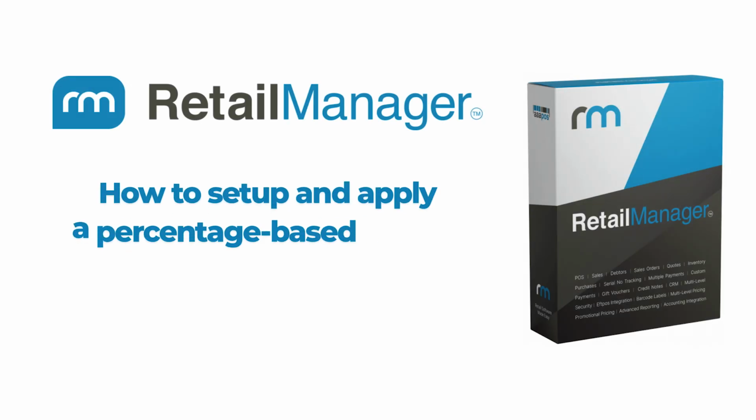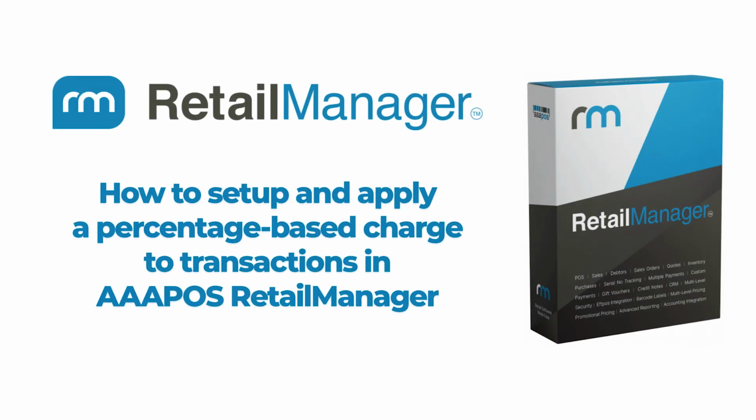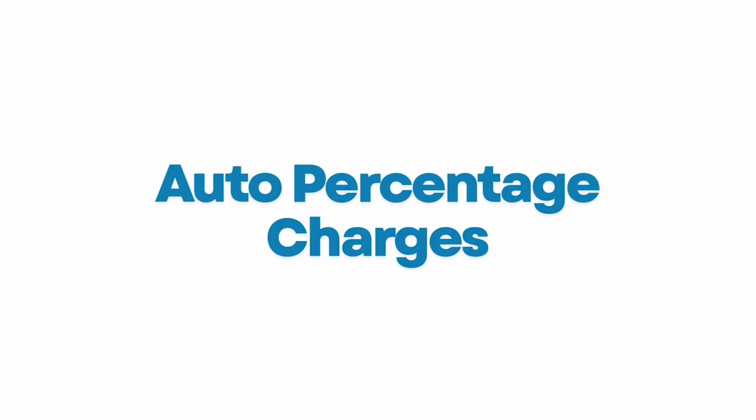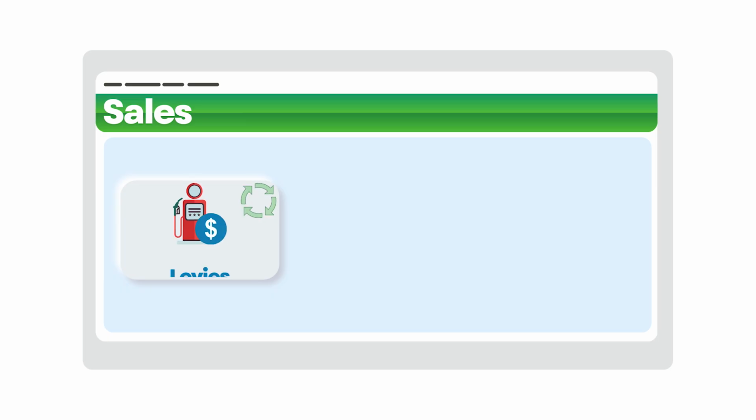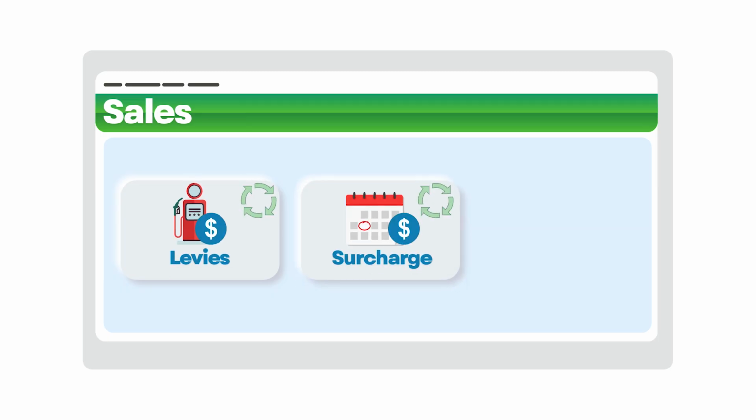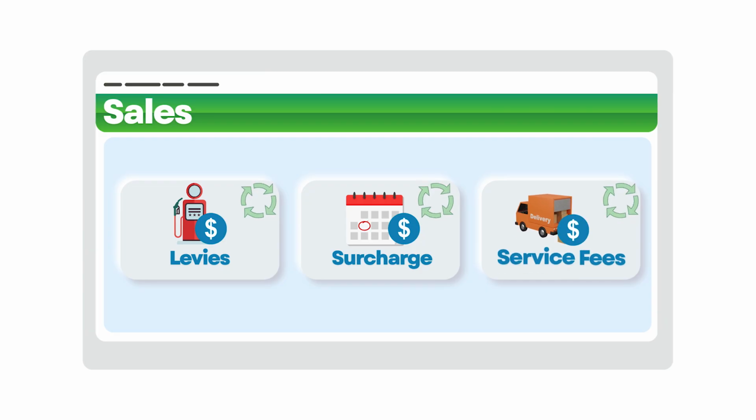How to set up and apply a percentage-based charge to transactions in AAAPOS RetailManager. AAAPOS RetailManager now includes a feature that allows you to automatically apply a percentage-based charge to every transaction. This feature is useful for applying levies and surcharges, for example, public holiday fees, service-based fees, and environmental or fuel surcharges.